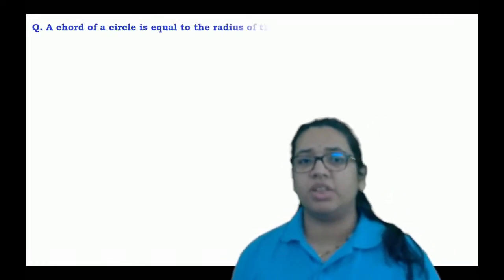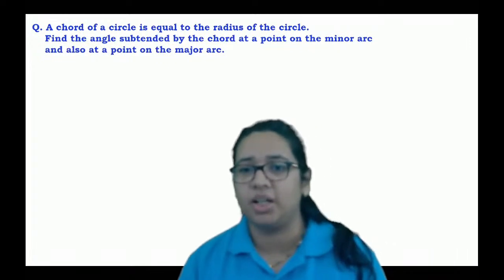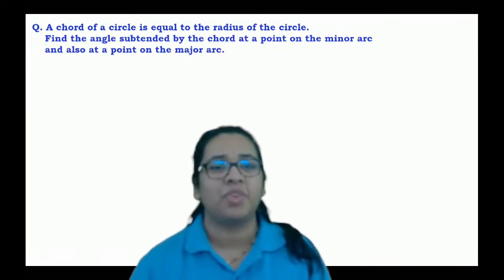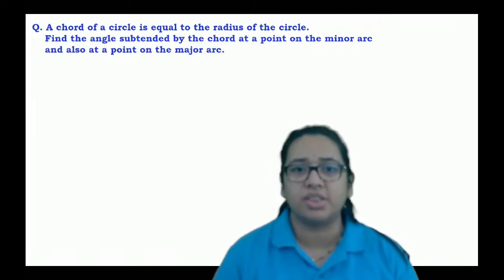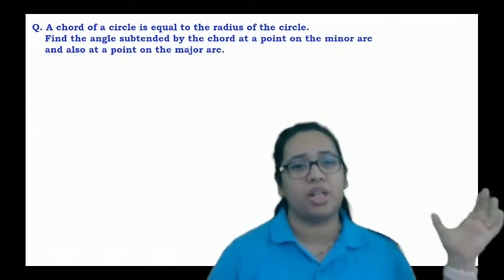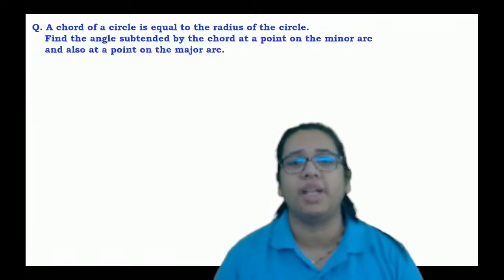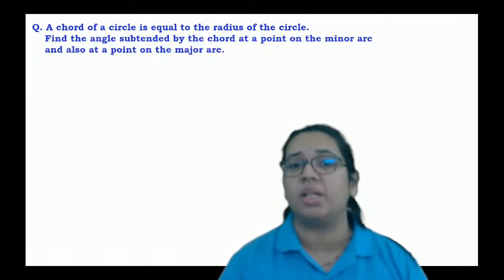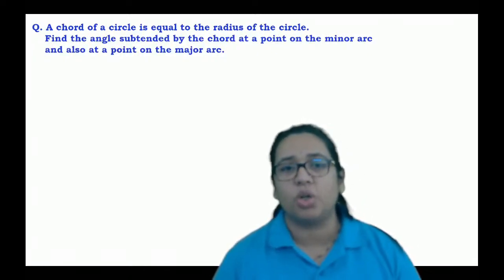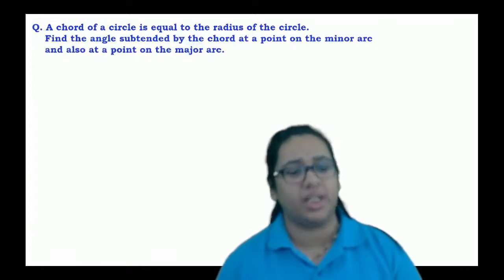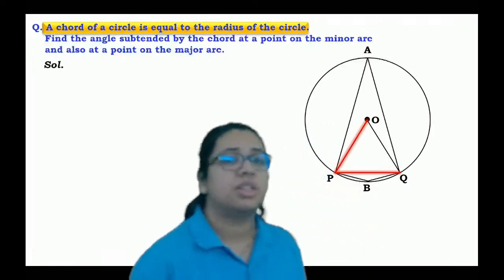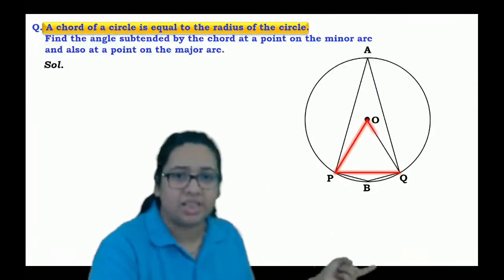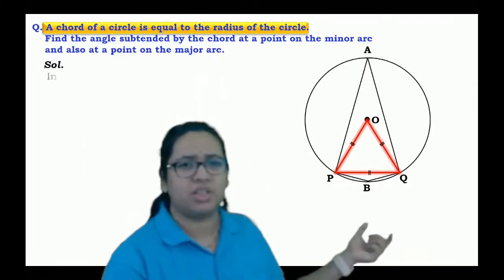So our next question is that... hello Ghana, good evening. Hi. So our next question is: a chord of a circle is equal to the radius of the circle. Find the angle subtended by the chord at a point on the minor arc. Also find the major arc. We have already discussed this question in the last lecture, but we are starting it again.